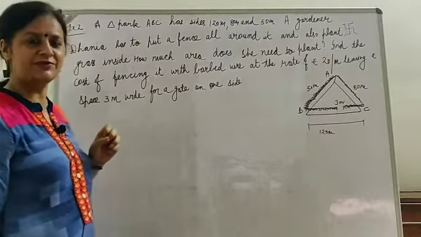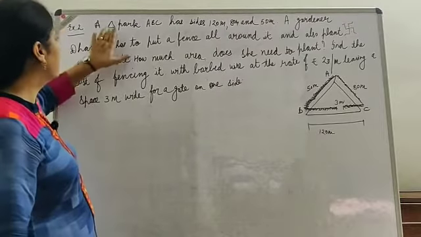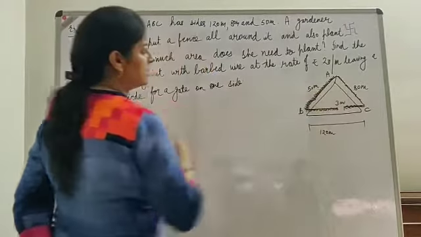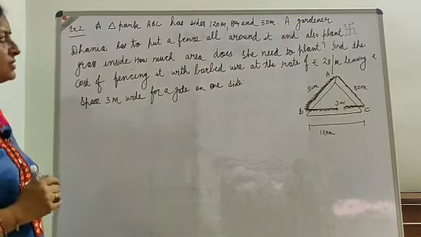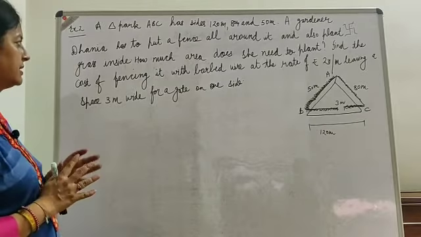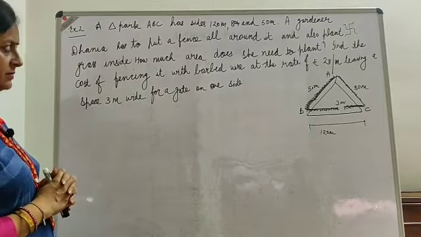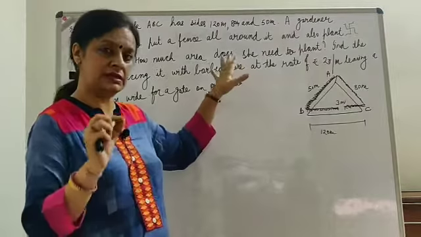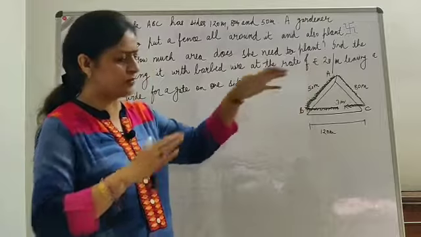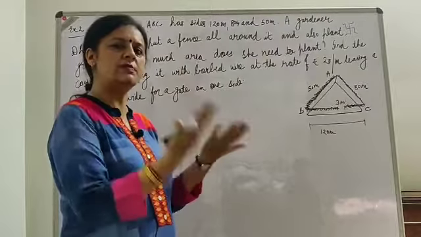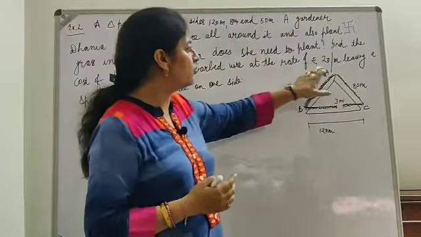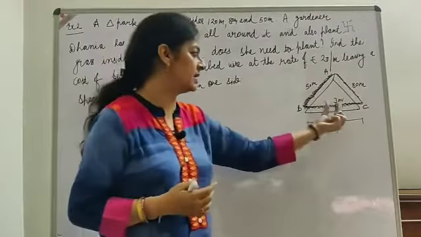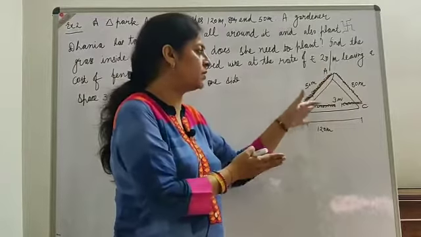Let's do the second example, which is also important but an easy example. A triangular park ABC has sides 120 meter, 80 meter and 50 meter. A gardener Dhania has to put a fence all around it and also plant grass inside. How much area does she need to plant? Find the cost of fencing it with barbed wire. Barbed wire means the cantilever wire which is kept around the park to keep away stray animals, at the rate of rupees 20 per meter, leaving a space 3 meter wide for a gate on one side. The gate is so that somebody can enter into the park.